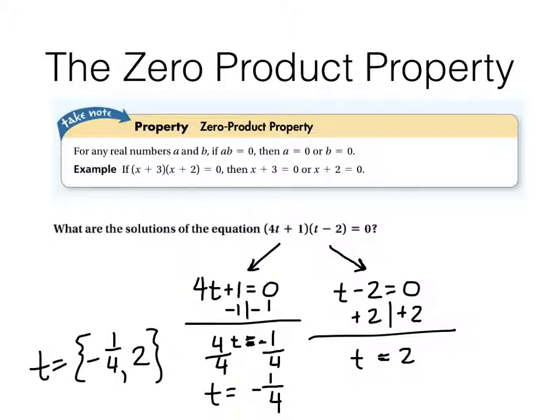And again, curly braces. Putting them in numerical order preferably, because that's the best way to do it. Okay. Notice it's curly braces and not an ordered pair, no parentheses. It's not an ordered pair. We don't want people to think it's an ordered pair. It's two values that make the equation true.